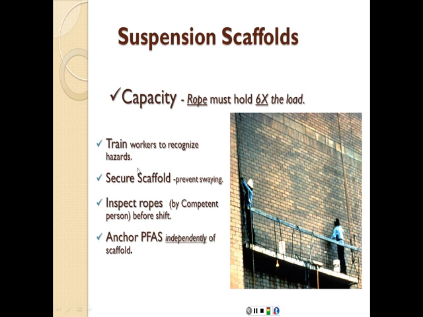Train workers to recognize the hazards. Secure the scaffold to prevent swaying, especially if working in a windy condition. Inspect the ropes by a competent person before each and every shift. And anchor PFAS independently of the scaffold, because you want to have another anchorage point separate from the scaffold itself.